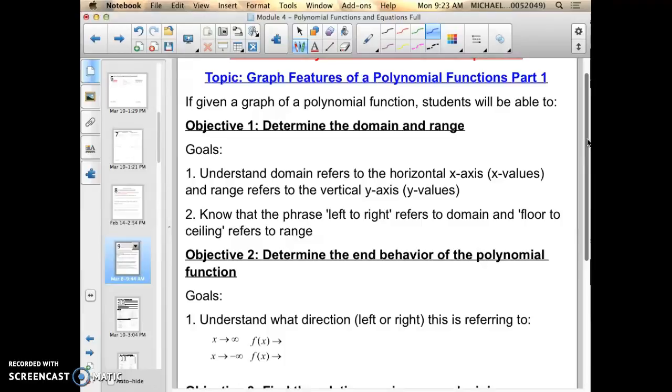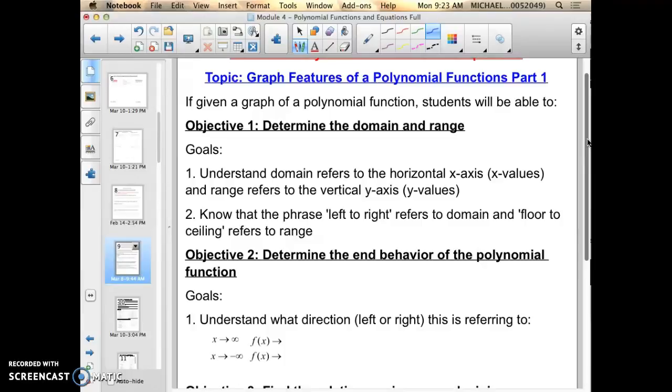A couple things to consider with domain and range. Understand that domain refers to the horizontal x-axis, the x values, and that range refers to the vertical y-axis, or the y values. And know the phrase left to right refers to domain, and floor to ceiling or bottom to top refers to range.